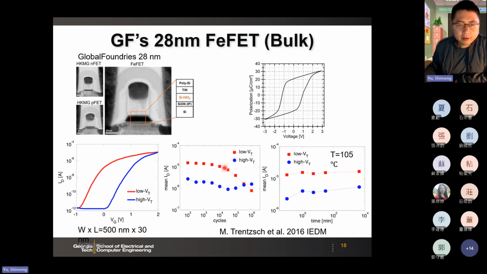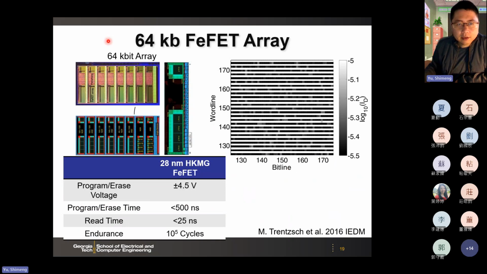So there is a reason. I will talk about that in a minute. There's a degradation mechanism here. But GlobalFoundries already demonstrated 64 kilobit FeFET array. So here as a summary for the chip performance, the program erase voltage 4.5 volts, and program erase write speed less than 500 nanosecond, read speed less than 25 nanosecond, endurance in the power 5 cycles.